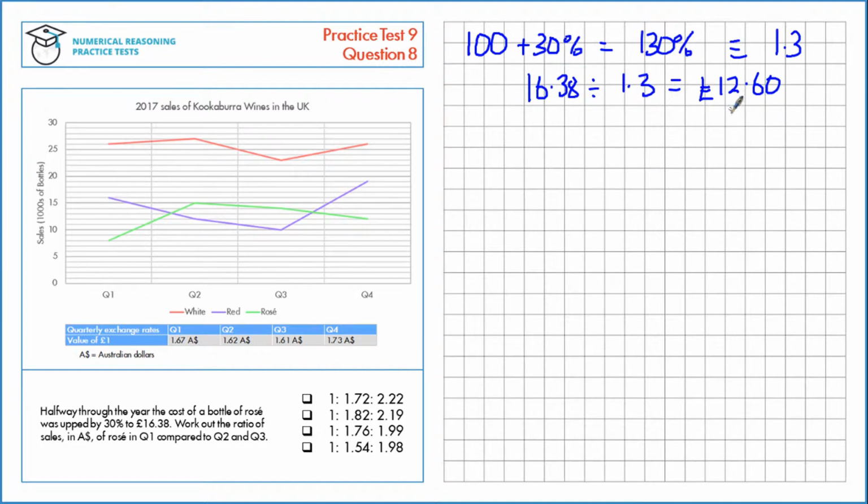So now we can work out the price or the value of all those sales in the first half of the year. Let's figure out the sales in Q1. So if we're looking for Q1 rosé sales, that's the green line, and the 8,000 sales. So 8,000 sales for £12.60 is £100,800. We'll do the same for Q2 and Q3, except in Q3 we've got to remember that it's this value now because that's halfway through the year.